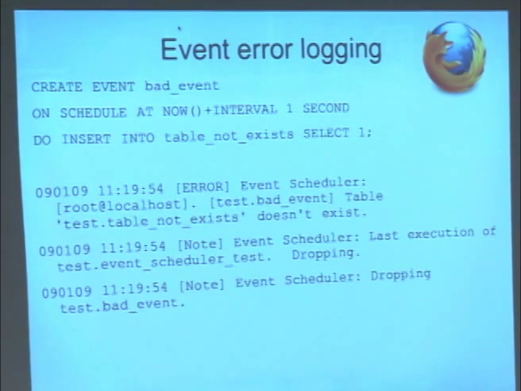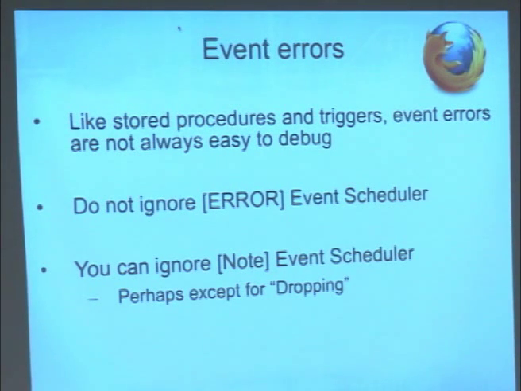Now, this is very obvious in this case what the error is, because I made it very simple. But you don't get any line numbers on where the error was. It's just like stored procedures. There's not very good debugging for problems with errors. And then you can see it dropped the bad event because I said unschedule at now, so it only ran it once. So then it dropped the event, which is fine by me because I knew it was bad. So yeah, like stored procedures, stored functions, and triggers, event errors are not always easy to debug. Don't ignore errors in the event scheduler, but you can ignore notes, except for maybe dropping.